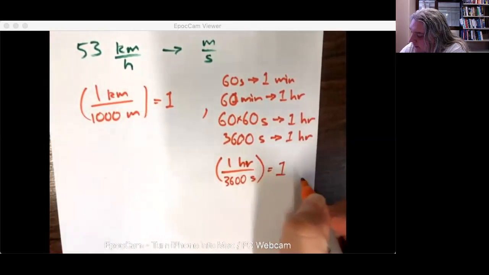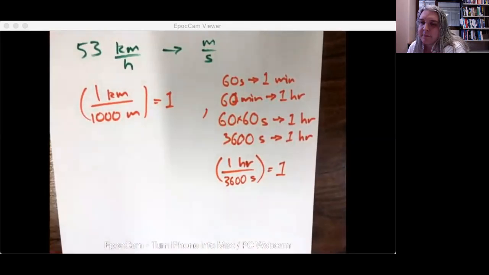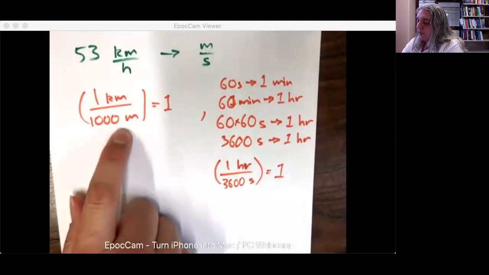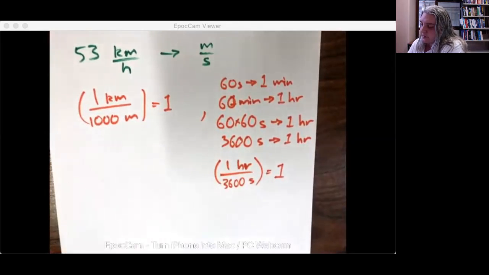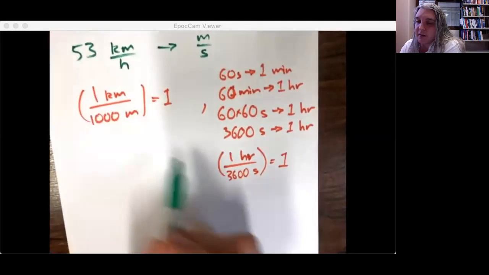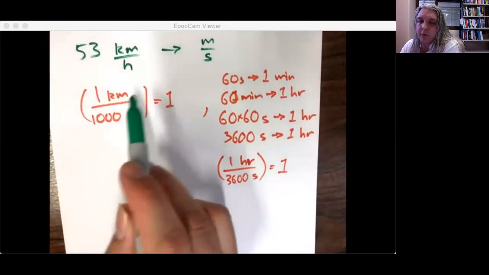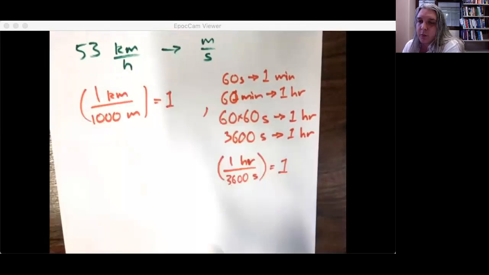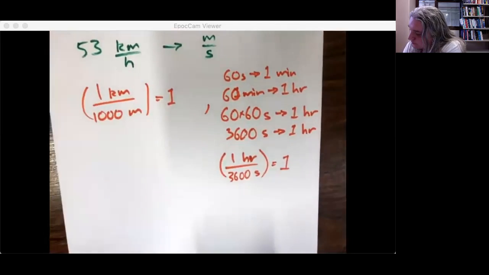That is equal to 1 as well. They are the same time length. So we now have a bracket that will convert our kilometers into meters, and one that will convert our hours into seconds, so we can now do our unit conversion. So that's the first step of any unit conversion, is making sure you know these ratios, these fractions that will equal 1, that will convert from what you have to what you want.